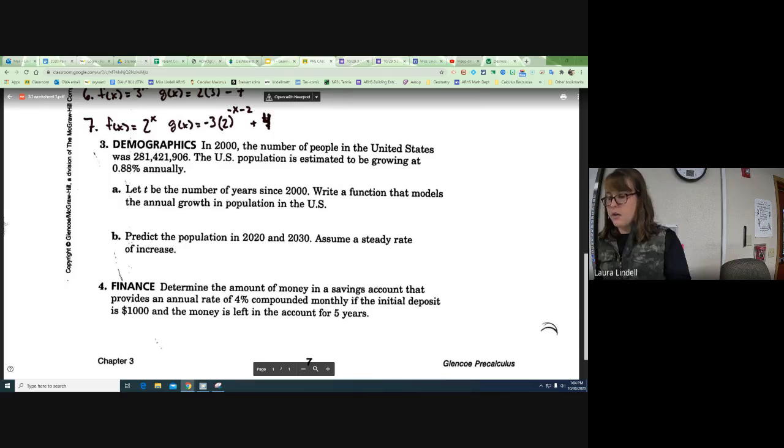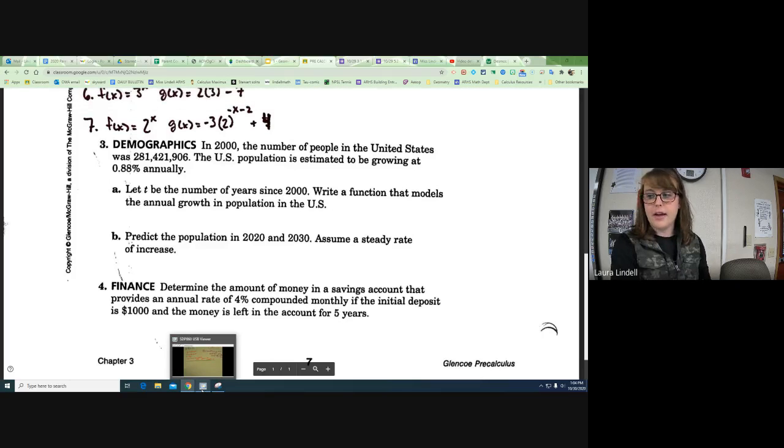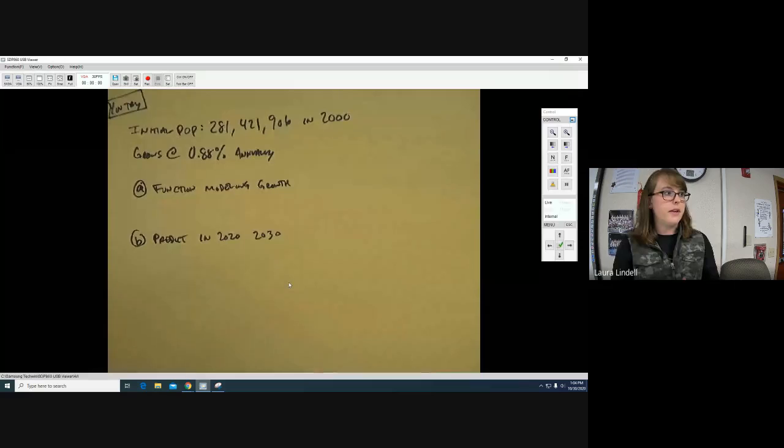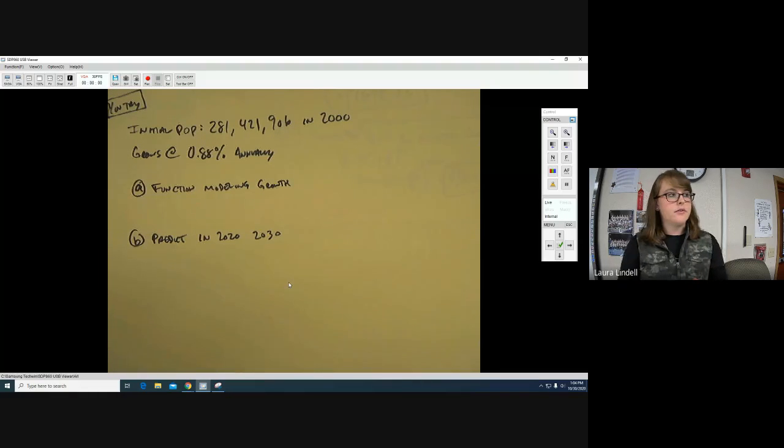Okay. So for this one, usually when you're dealing with populations and things like that, you're going to be dealing with the basic exponential growth and decay model. So that first model, N equals N naught times (1 plus r) to the t. And this information with your initial population grows at 0.88% annually. Go ahead and try writing a function that models the growth. So leave t as a variable and fill in the other parts.